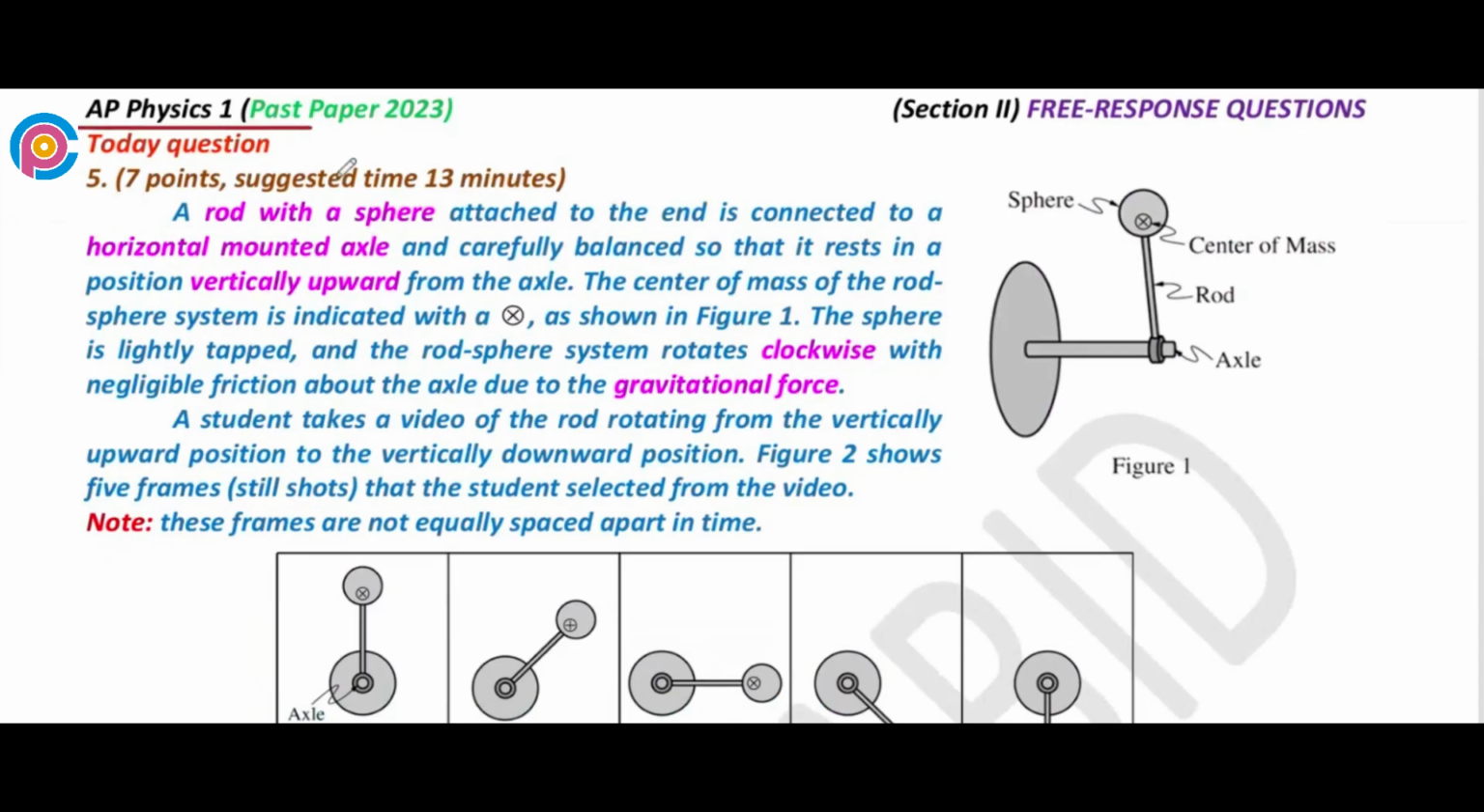Hi, we have the AP Physics 1 past paper 2023. We are discussing the free response question section. In this question, question number 5 carries 7 points.